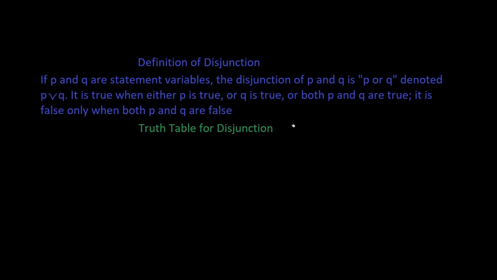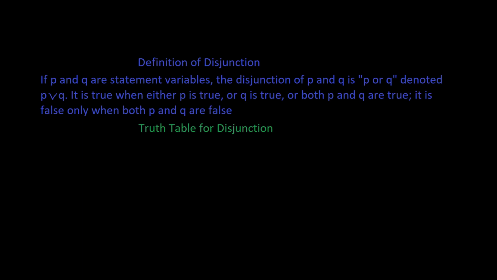Definition of disjunction. If P and Q are statement variables, the disjunction of P and Q is P or Q, denoted P ∨ Q. It is true when either P is true or Q is true, or both P and Q are true. It is false only when both P and Q are false. And so this is the formal definition for disjunction.